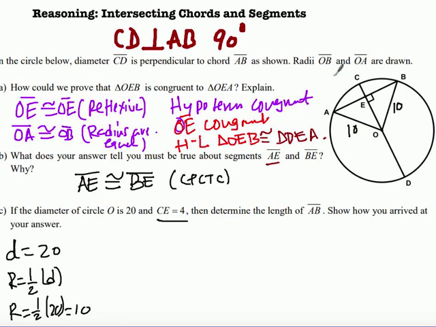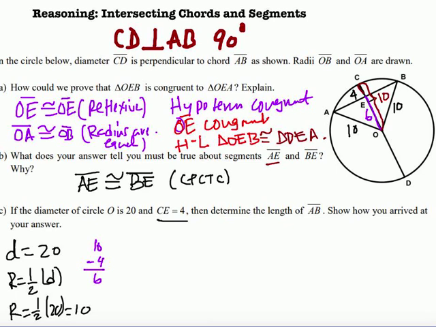Now, we also know that CE is positive 4. This section, the little one right here, is positive 4. We also know that this distance from point C to O is also a radius, and that's 10. All the radii are the same. So this is 10, that's positive 4, so this distance from O to E must be 6. It must be 10 take away positive 4, which gives you 6.